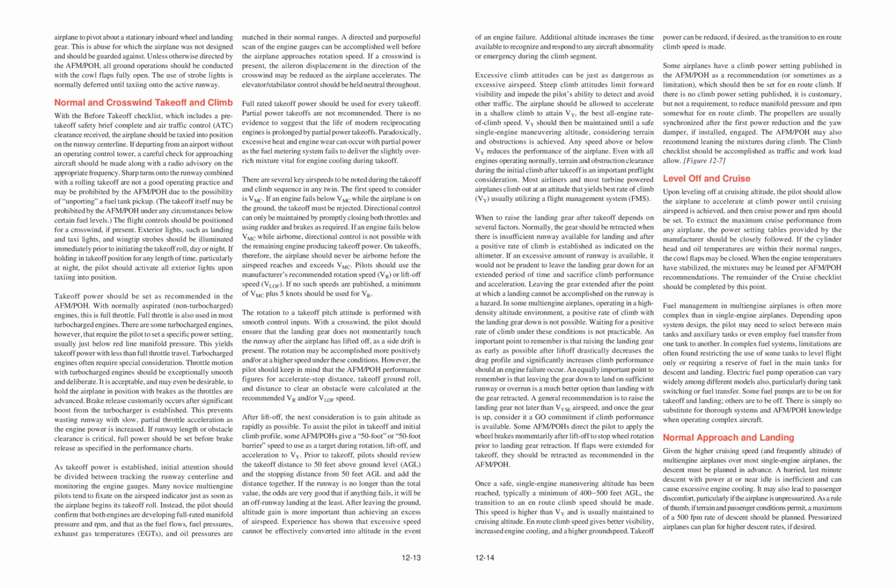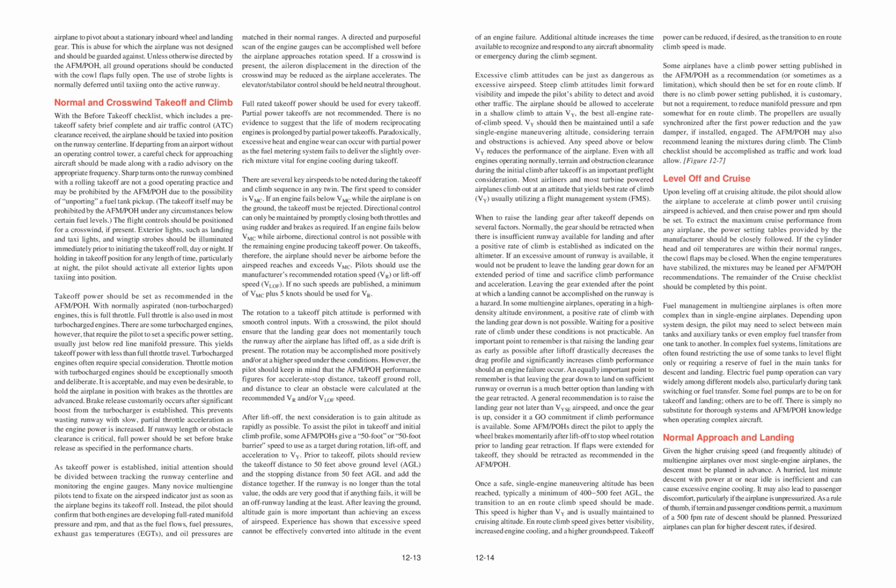Takeoff power can be reduced, if desired, as the transition to en route climb speed is made. Some airplanes have a climb power setting published in the AFM/POH as a recommendation, or sometimes as a limitation, which should then be set for en route climb. If there is no climb power setting published, it is customary, but not a requirement, to reduce manifold pressure and RPM somewhat for en route climb. The propellers are usually synchronized after the first power reduction and the yaw damper, if installed, engaged. The AFM/POH may also recommend leaning the mixtures during climb. The climb checklist should be accomplished as traffic and workload allow.